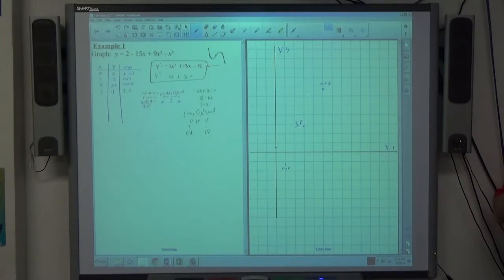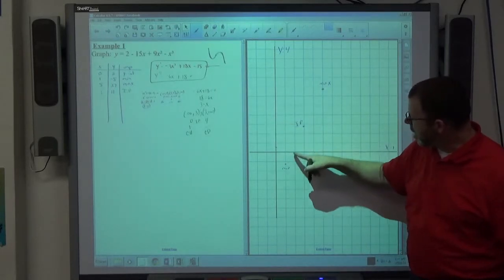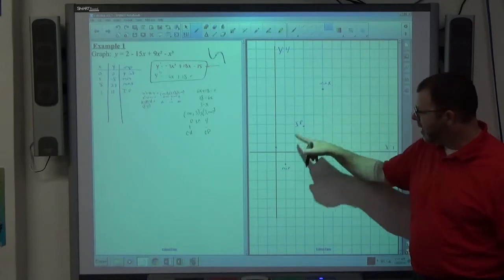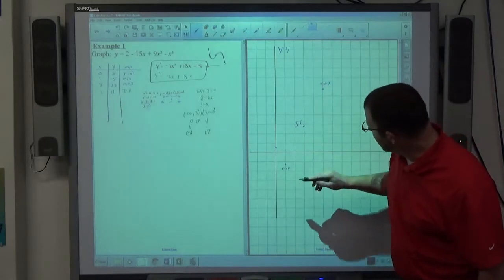anything else, if I just use the concavity information, a concavity switch is an inflection point. It's concave up to that point, concave down after that. It's going to hit a low point here and a high point there. Okay, so if I just do that, I'm going to use the red pen to do this.